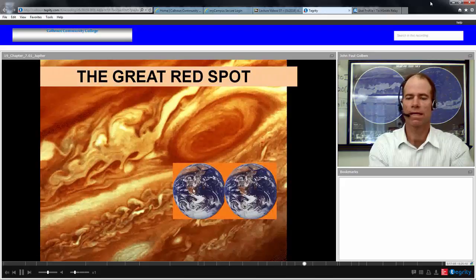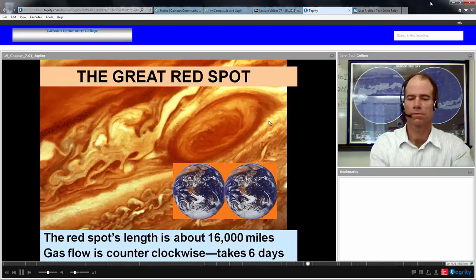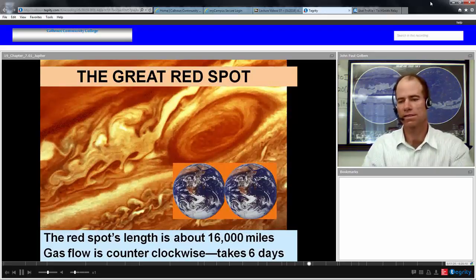The Red Spot is the equivalent of 2 diameters of Earth across, so 2 Earths could fit inside the Great Red Spot of Jupiter, this cyclonic storm. It's about 16,000 miles in diameter, and it takes about 6 Earth days for the gas to rotate once around this huge storm.